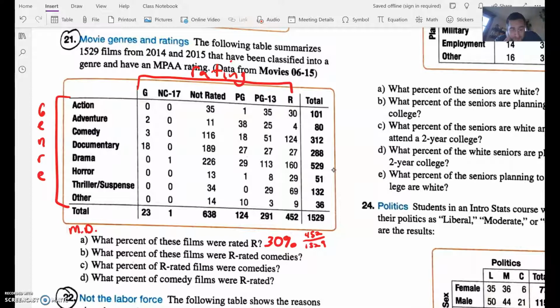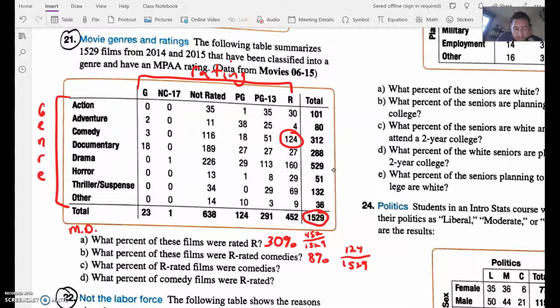This is kind of a blend between marginal and conditional. What percent of these films, so we're going to use the total again, that's going to be on the bottom, were R-rated comedies. And so I go to comedy and R-rated and I find where they meet, and that's right there. So 124 divided by 1529, and you get 8%. 8% of the movies that came out in that year were R-rated comedies. Okay?